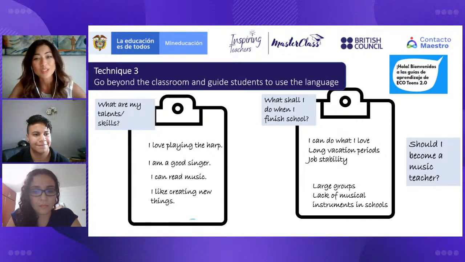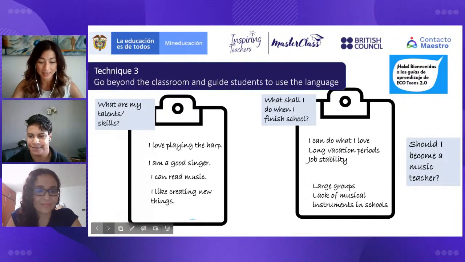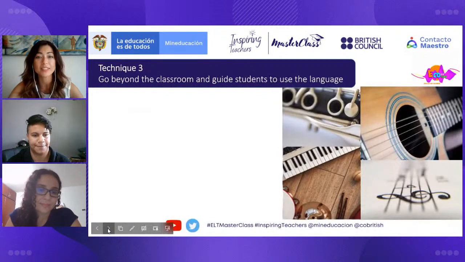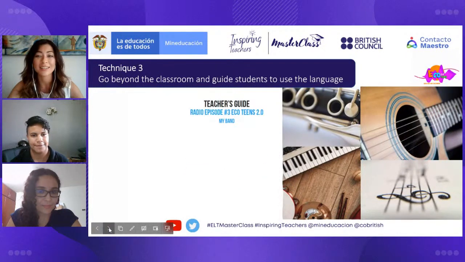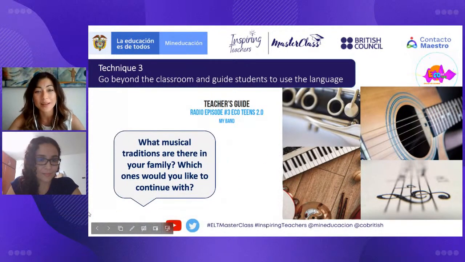Good. Thank you very much, teachers, for participating in this activity. I'm going to move on to the next slide. Another type of activity that teachers can do. Oh, well, actually, I think I need the teachers for this activity as well.